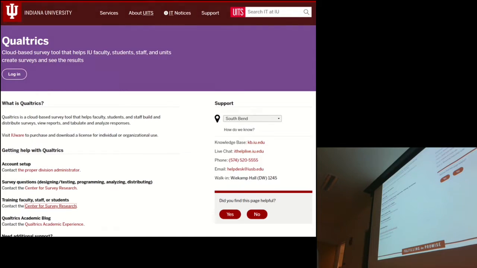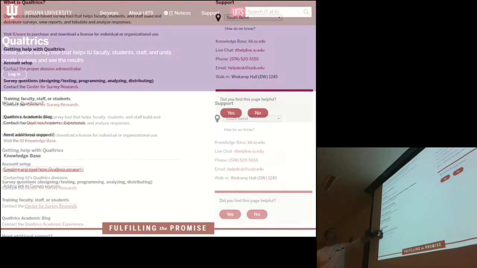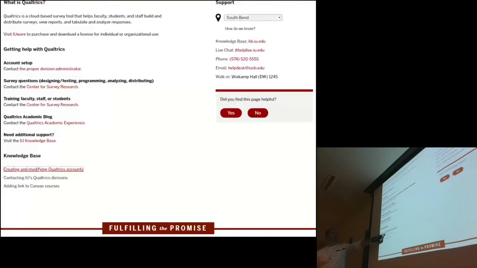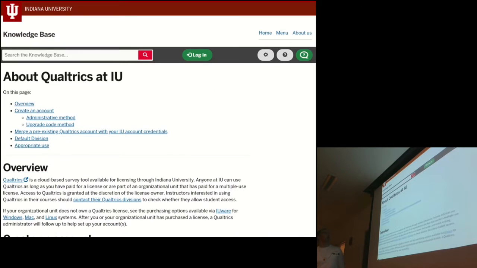One of the things that you might want to take a look at is down at the bottom of this page, there is this knowledge base, and it has this link, creating and modifying Qualtrics accounts. If you click on that, it'll take you to this About Qualtrics at IU. This will help you along with any sign-up issues that you might have. So if you're trying to sign in and it doesn't take you straight in, this might be a place to find that information in terms of what you need to do.